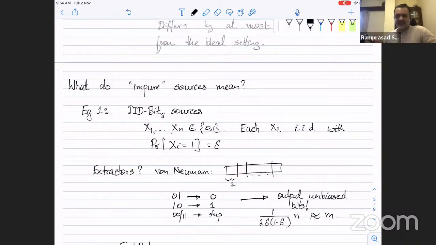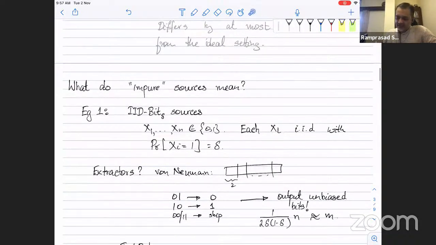So on expectation, you roughly output something like n over this. I need this many such bits in order to output one bit, and I have that. So that's the total number of output bits I'll be able to output. But the cool thing here is that there's no epsilon with respect to how close to uniform you are. Whatever you output is actually completely unbiased random bits.